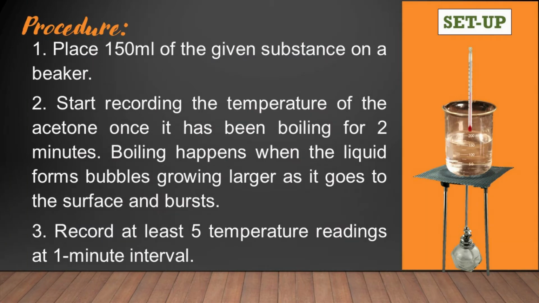Procedure: 1. Place 150 ml of the given substance in a beaker. 2. Start recording the temperature of the acetone once it has been boiling for 2 minutes. Boiling happens when the liquid forms bubbles, growing larger as it goes to the surface and bursts. 3. Record at least 5 temperature readings at 1 minute interval.